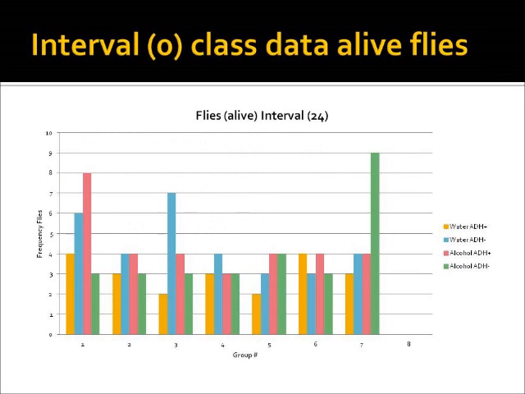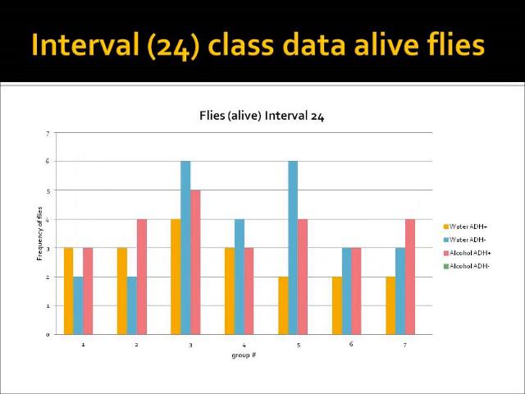In this chart, you see the flies at interval 0, so all the flies the class started out with in this picture. This graph shows us the class data of the flies which were alive at the 24-hour interval. As you can see, there are only 3 bars. This is because the ADH minus flies in alcohol all died in every group's results.